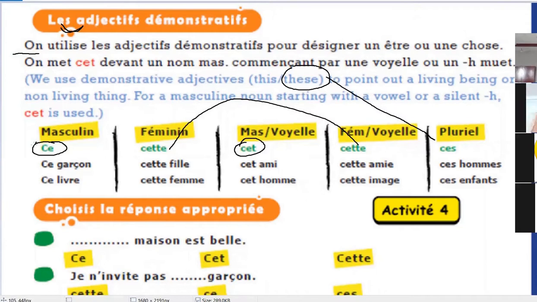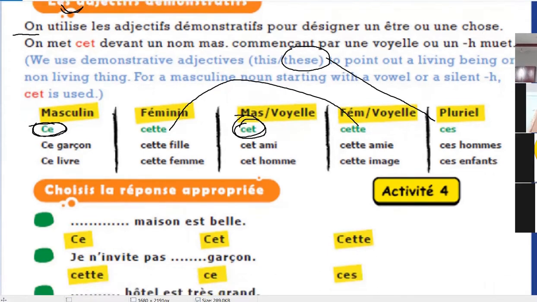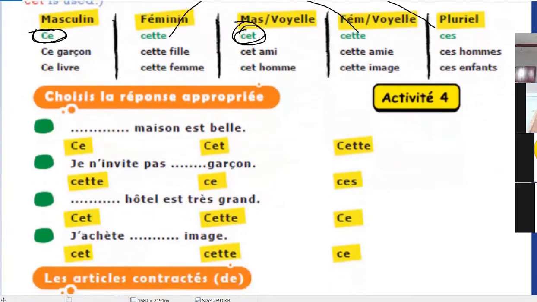Even with the first one you can remember. You need to keep in mind that if any singular noun is starting with a vowel, then you will use CET. You can see it's very, very easy. Now, keeping all the things on your screen, I am starting the exercise here. Let's see how many of you can do this.